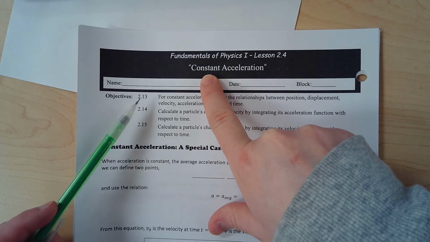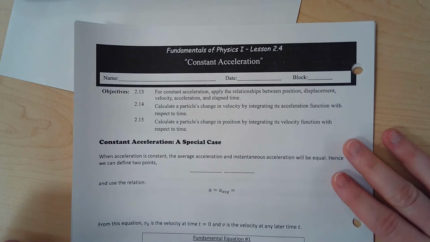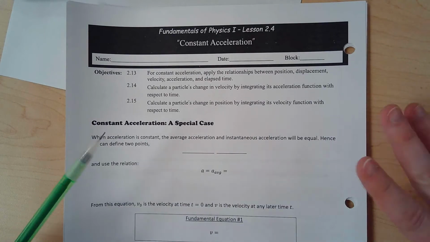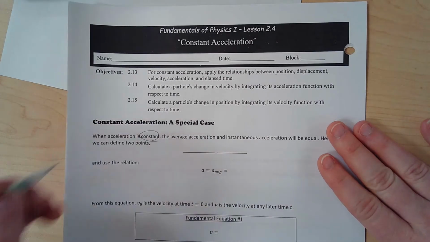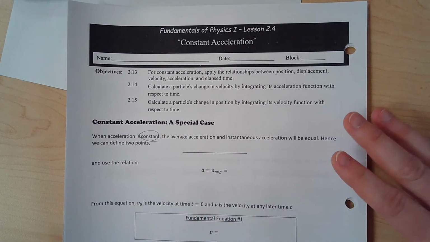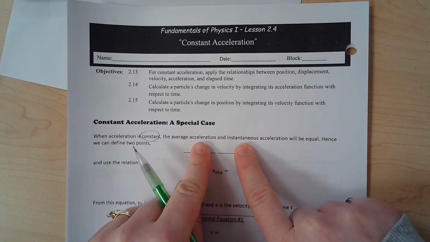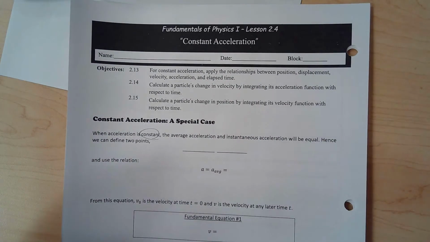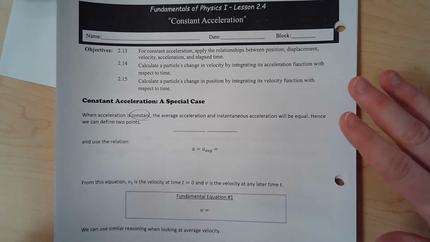Please pause the video to read over the different objectives that you will go over. When acceleration is constant, let's make sure we again emphasize that. The average acceleration and the instantaneous acceleration are the same. So we can use the rules together, again, only if it's constant.